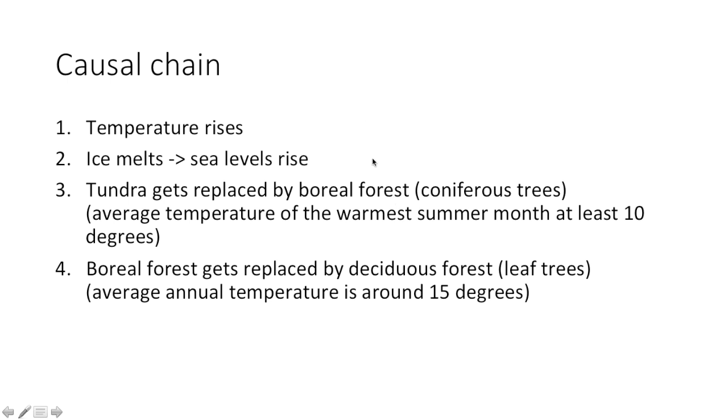The third part is that the tundra gets replaced by boreal forest. Trees start to grow. These trees are coniferous. Then, after that, temperature is even warmer, we get a deciduous forest, leaf trees, and the average annual temperature is around 15 degrees.